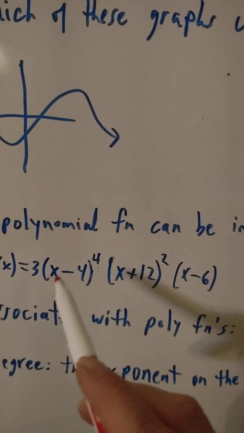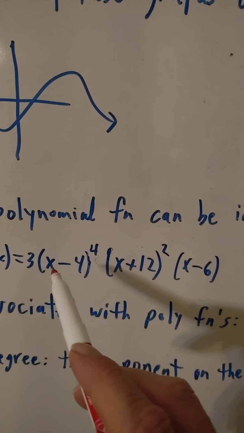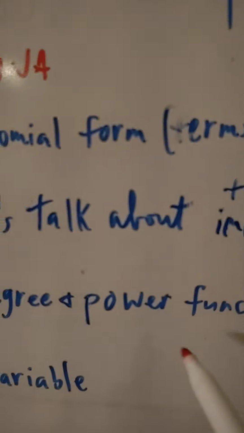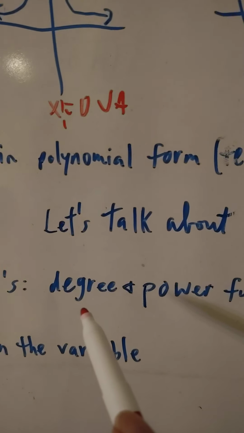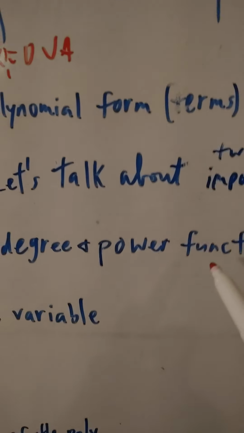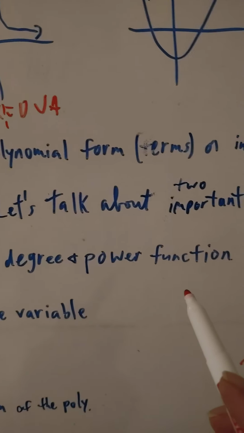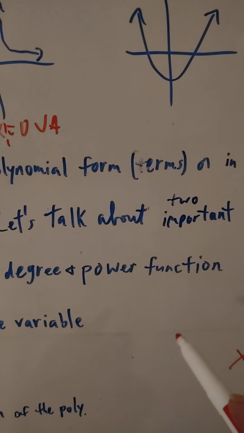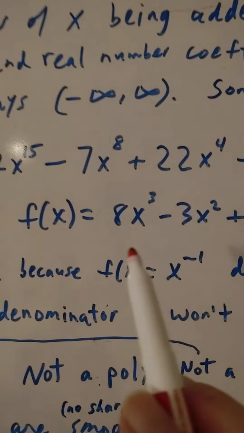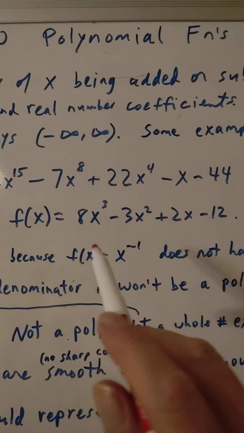If I were to expand this out, the first term would be x to the 4th. And then, what's the power function? The power function is super related to degree. The power function is the leading term of your polynomial, assuming it's written in standard form, highest exponent first. It's the term with the highest exponent. So what's the power function of this function?